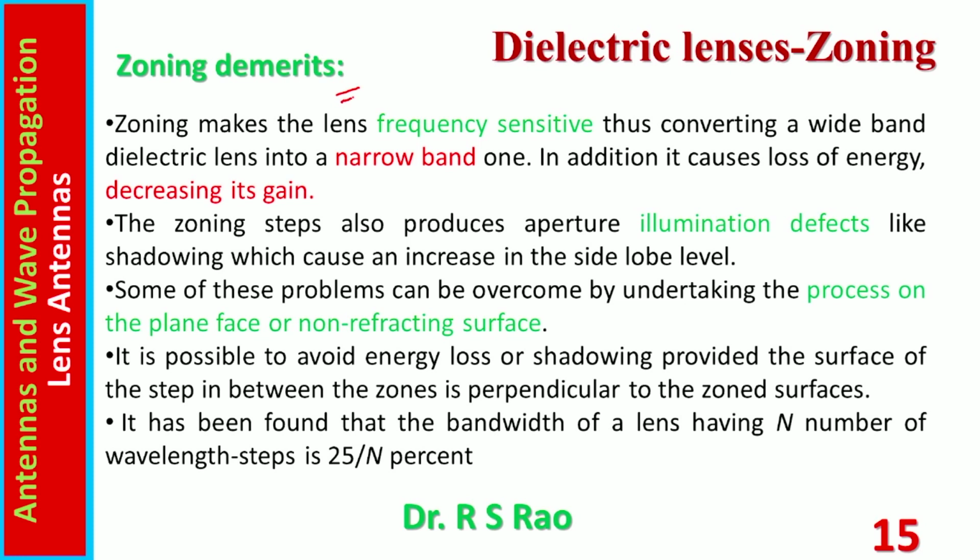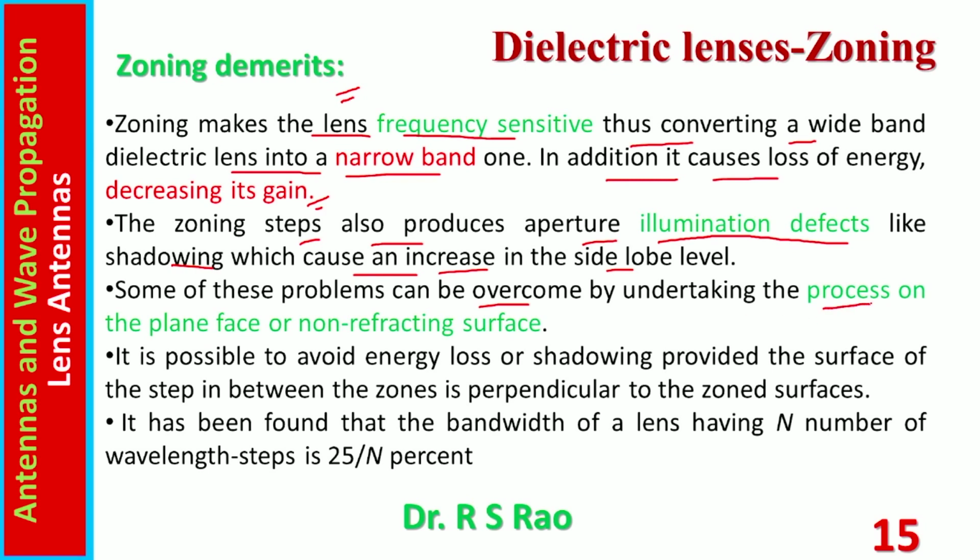Now, a few points regarding demerits of zoning. Zoning makes the lens frequency sensitive, thus converting a wideband dielectric lens into a narrowband one. In addition, it causes loss of energy, decreasing its gain. Zoning steps also produce aperture illumination defects like shadowing, which cause an increase in the side lobe level. Some of these problems, however, can be cured by undertaking the process on a plane face or non-refracting surface.